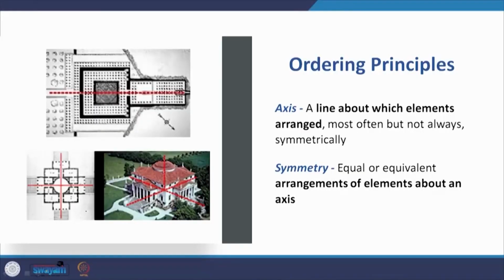Now the ordering principles. The axis is a line about which elements are arranged, most often but not always symmetrically. So the axis plays an important role generally in symmetrically placed compositions. Symmetry is the equal or equivalent arrangement of elements about an axis. This is the example of the Villa Rotonda by Andrea Palladio, where all the four facades are identical to each other and placed in a very rigid, strict symmetry, but it leads to one of the most famous houses to come out of the Renaissance period.